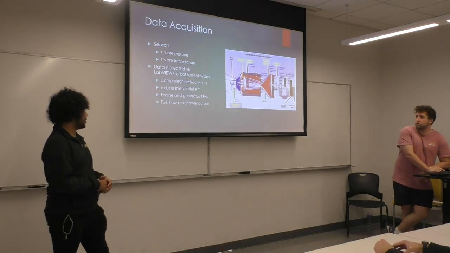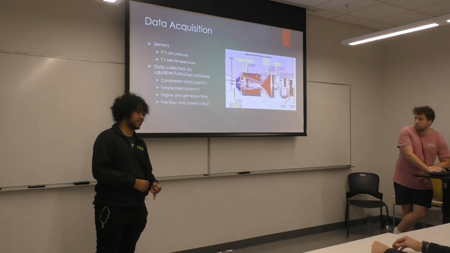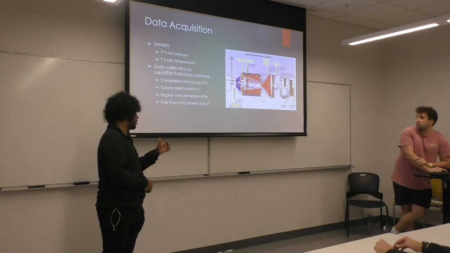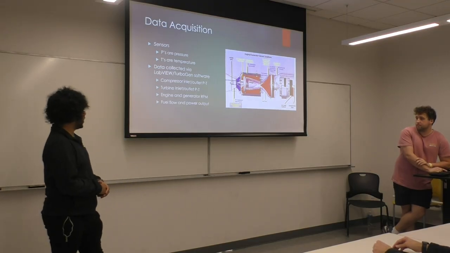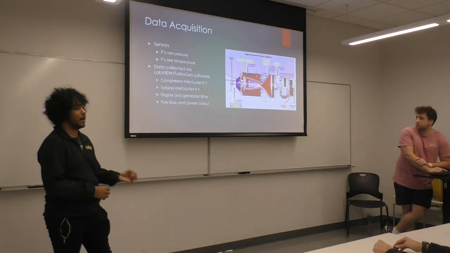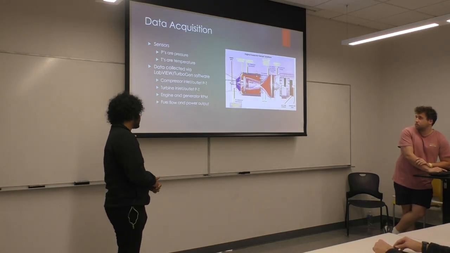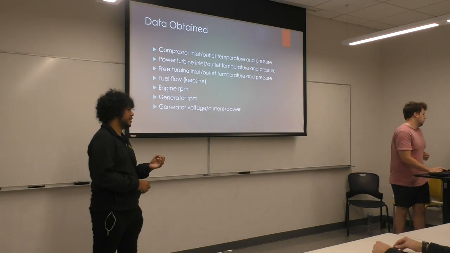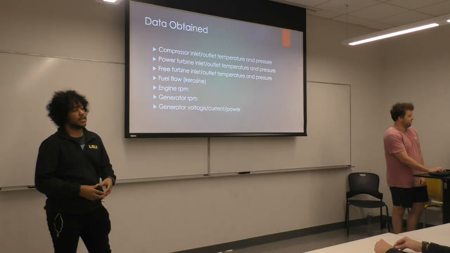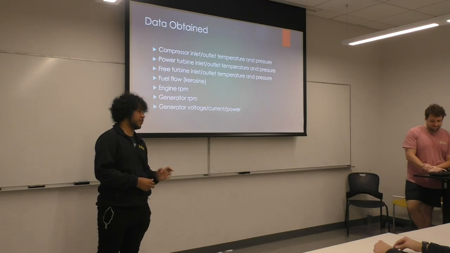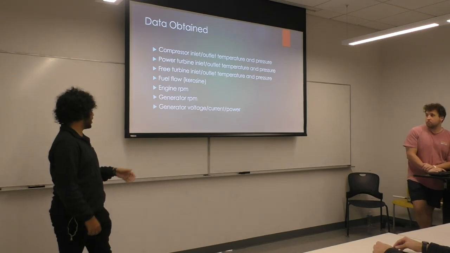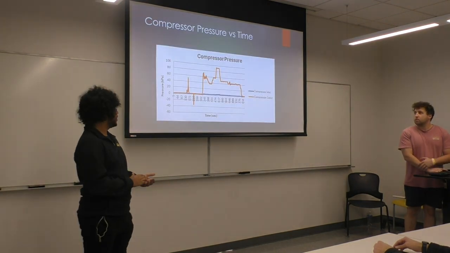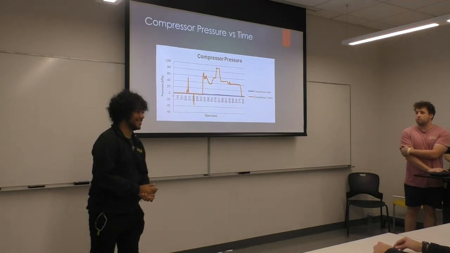So our data acquisition: we had pressure sensors and temperature sensors at the inlet and outlet of the compressor and both of the turbines. We also measured the generator RPM and the engine RPM, and then the fuel flow and the power output once the load was applied. So the data that we obtained, again, is the compressor inlet and outlet temperature and pressure, as well as the inlet and outlet temperature and pressure for both of the turbines. We measured the fuel flow of kerosene, the engine RPM, the generator RPM, and the voltage, current, and power of the generator. So here's where our data starts.